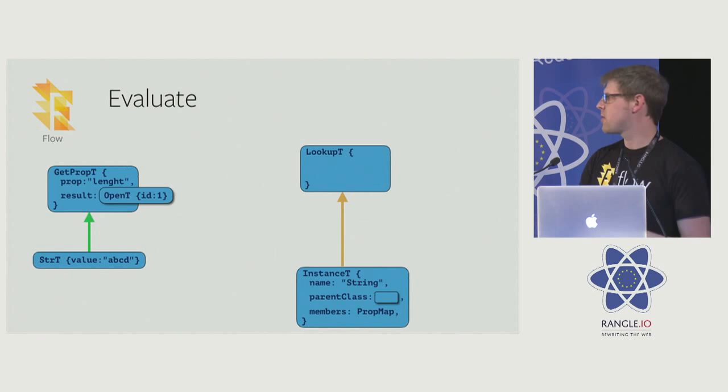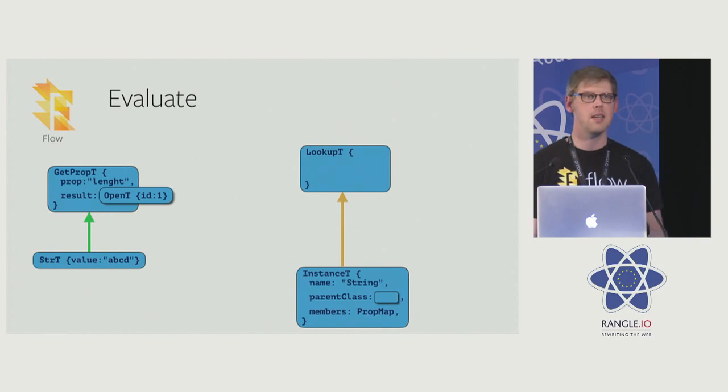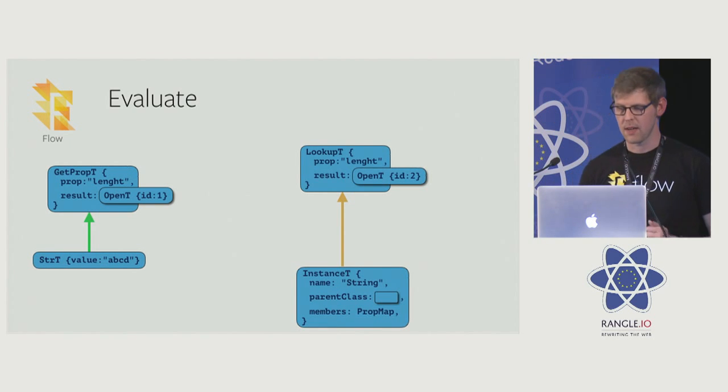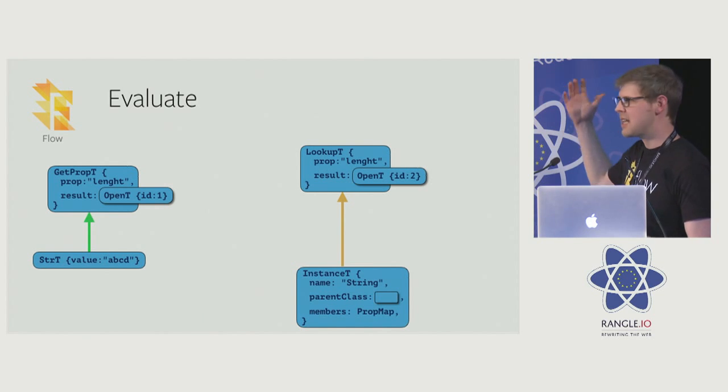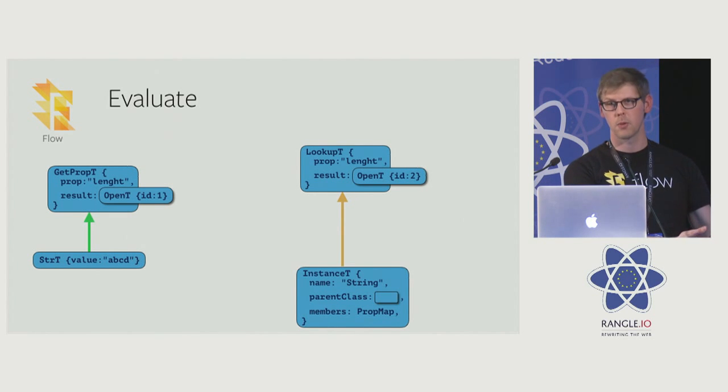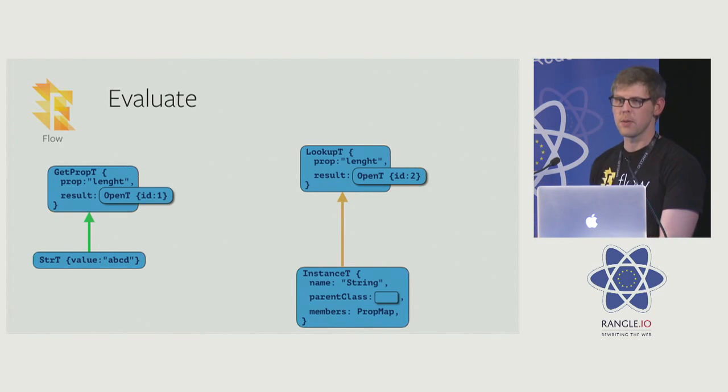Okay, and the second type that we've created here is a lookup t, and lookup t is very similar to getPropT. In fact, it's almost indistinguishable. It has the same kind of data. It has the name of the property that we're looking up, and it has an open t that represents the result, which we don't know yet.